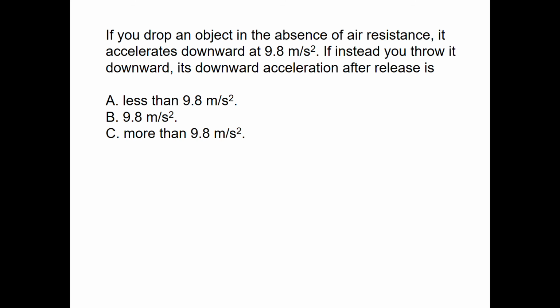Okay, let's finish up this chapter's material with just a couple of, I think, 3 voting questions. First one says, if you drop an object in the absence of air resistance, it accelerates downward at 9.8 meters per second squared. Of course, that's free fall. If instead you throw it downward, so I'm comparing just dropping a rock from rest to taking a rock and throwing it downward, just after I release it, what is its downward acceleration if I throw it really hard in the direction downward, but we're still ignoring air resistance? Less than, equal to, or greater than 9.8?